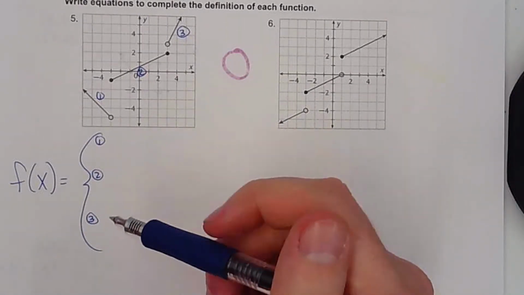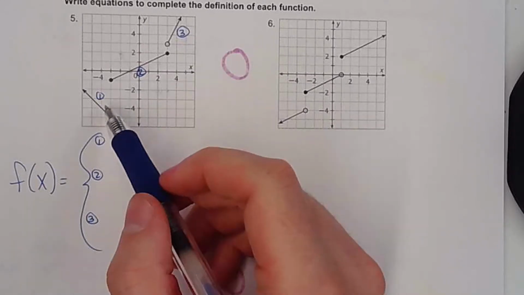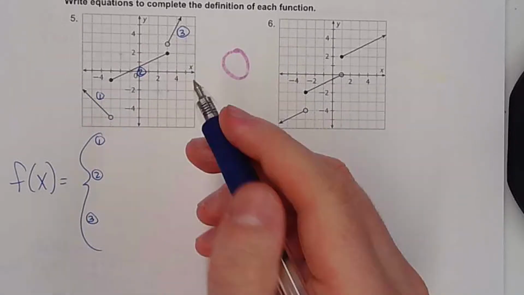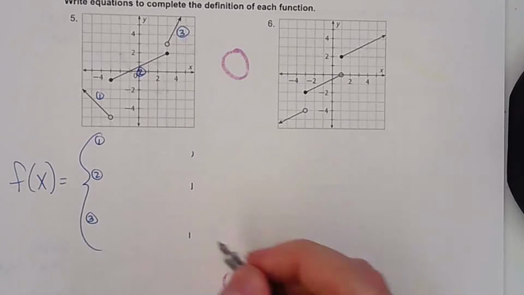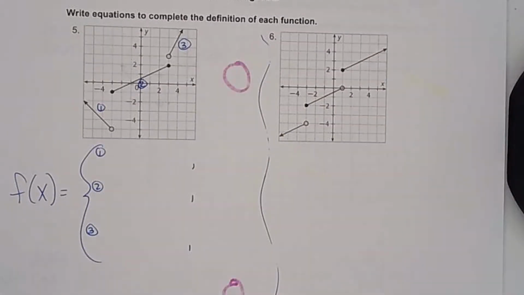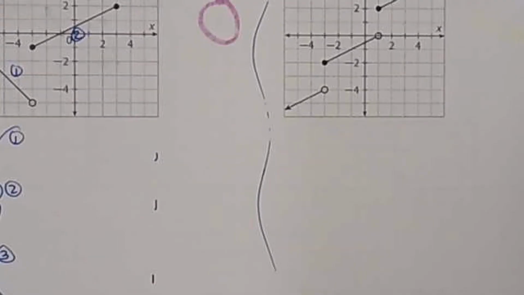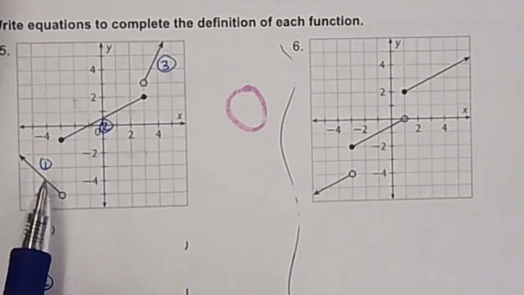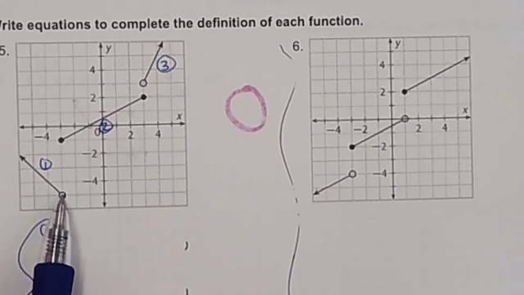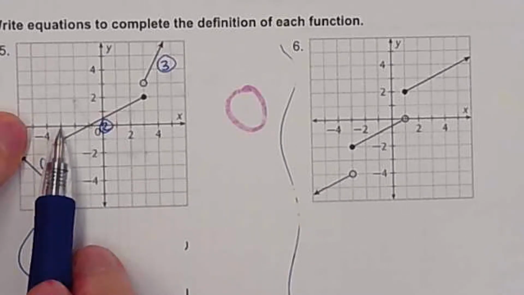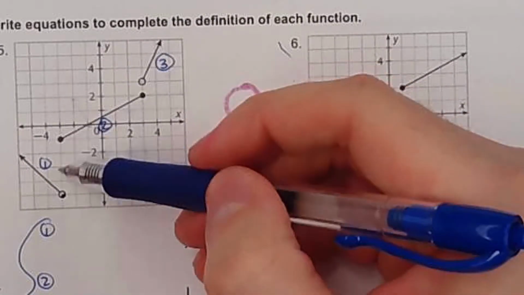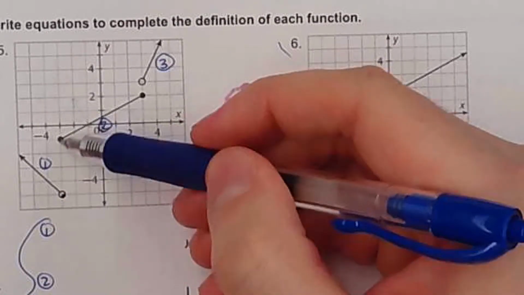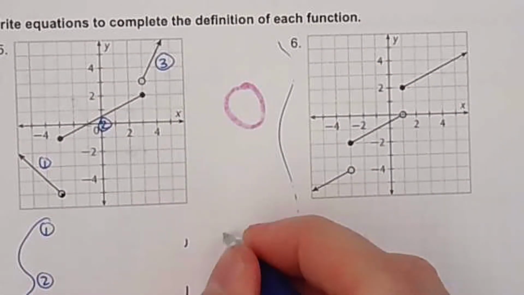So now that they're labeled, I'm going to take number 1 first, and I'm going to write the domain restriction. I always do domain first. So let's scribble this so we know that's the other side of the problem. For number 1, the domain restriction is how far it goes on the x-axis. We did that before. This right here is starting at -3.